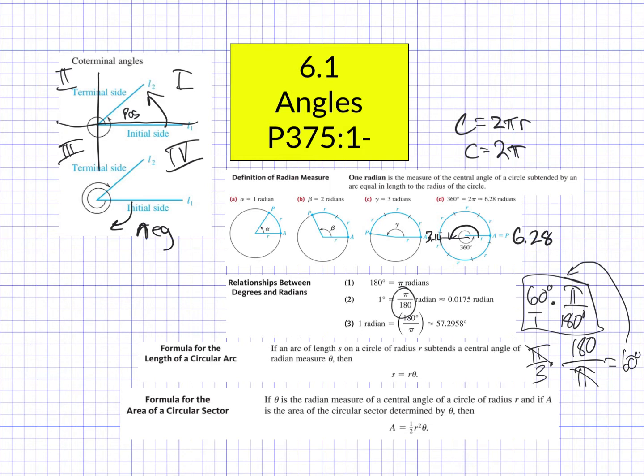Okay, now we go down to the next thing. Circle, formula for the length of a circular arc. So the length around a circle, S, is your radius times theta. But here's the thing. Theta has to be put into radian measurement. Okay, so theta times pi over 180.